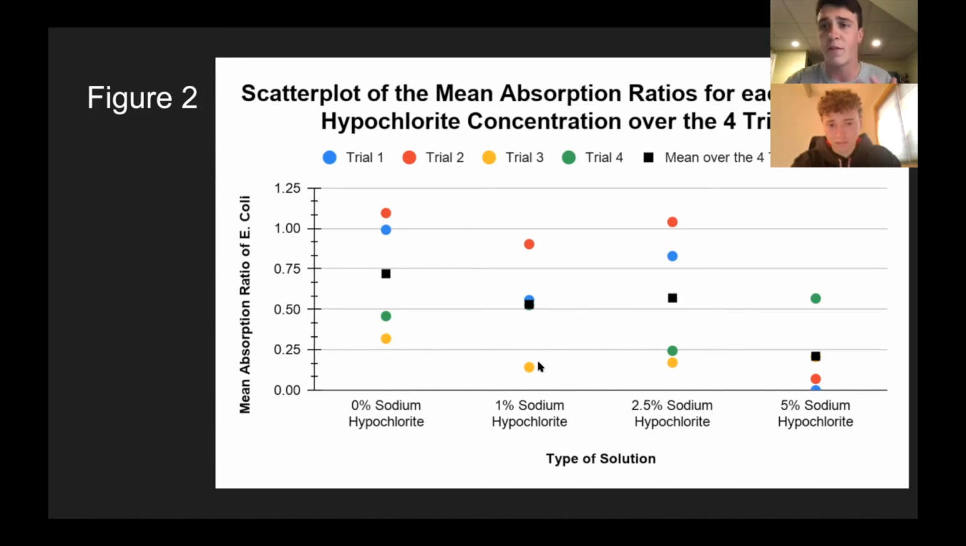Duly noted, however, is the fact that these mean absorption ratios for each trial have a range as great as 1 on the absorption ratio metric, which can likely again be attributed to the errors in the colorimeter or the differences among the different subcultures that we used for each trial. Now I'm going to pass it on to Aaron, who's going to summarize our findings for once and for all.